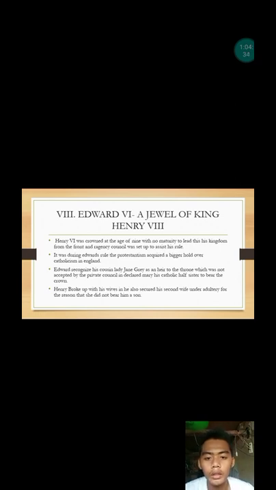Edward recognized his cousin Lady Jane Grey as heir to the throne, which was not accepted by the Privy Council, who declared his Catholic half-sister Mary the rightful heir and crowned her.